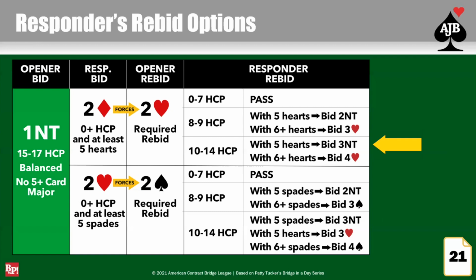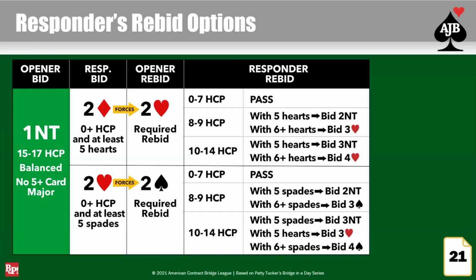And with 10 or more, they have the go hand, don't they? So with 5 hearts, they're going to bid 3 no trump. They've already told partner they had at least 5 hearts when they bid 2 diamonds. By bidding 3 no trump, they say, I have only 5 hearts, but I have enough points for us to be in game. And if they have 6 or more hearts, well, they know they have a fit in hearts. Opener had to have 2. I've got 6. That's 8. I have 10 points. They had to have 15. We have enough for game. 4 hearts.